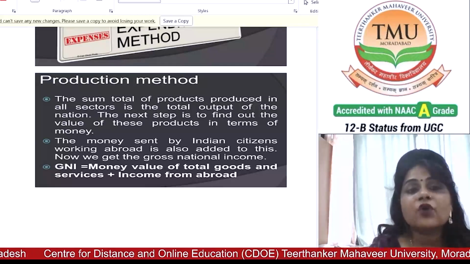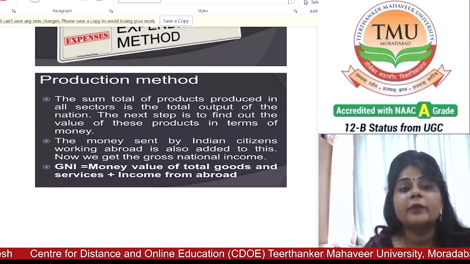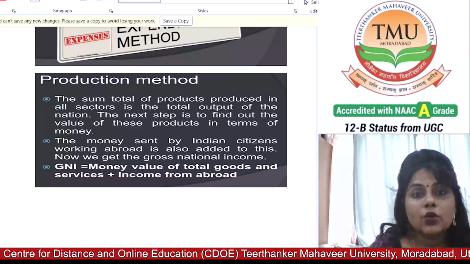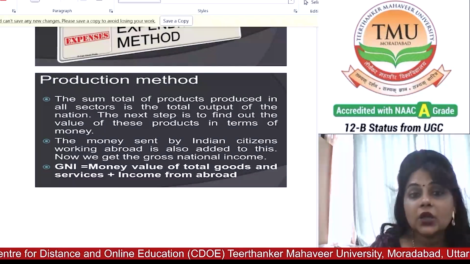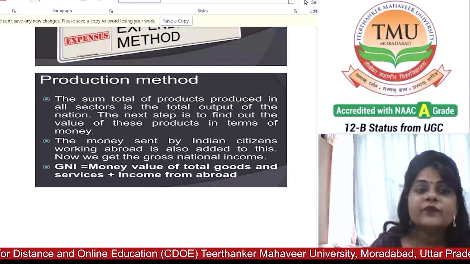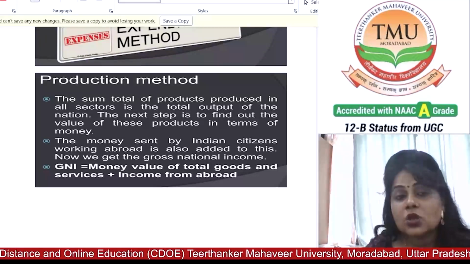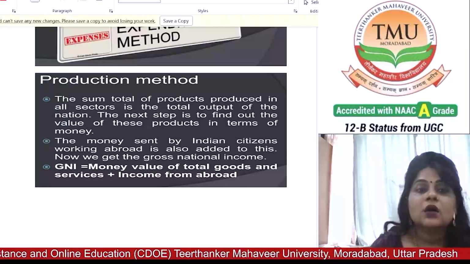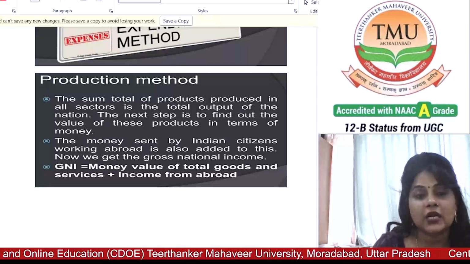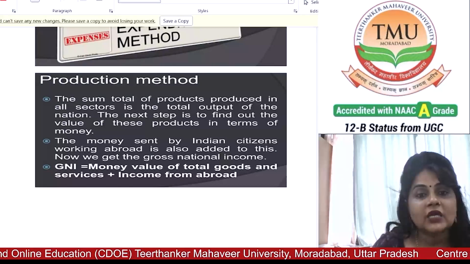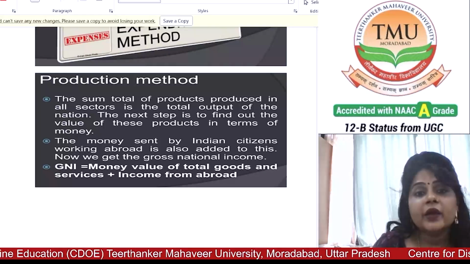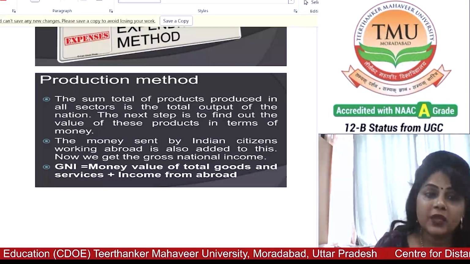So there are many steps for calculating national income through the value added method, as follows. The first step is to recognize and put all the producing units of an economy into primary, secondary, and tertiary sectors. Next, the second step is to calculate the gross value added at market price for each sector. Of each sector, gross value added at market price gives GDP at market price.